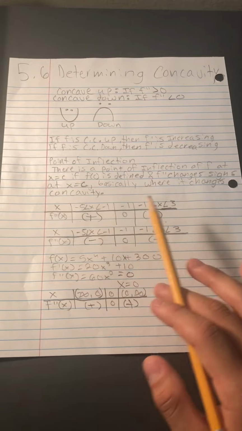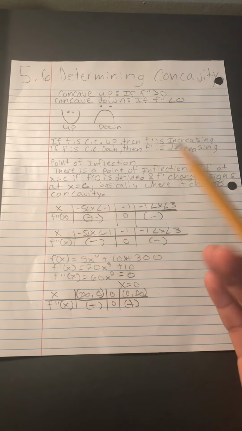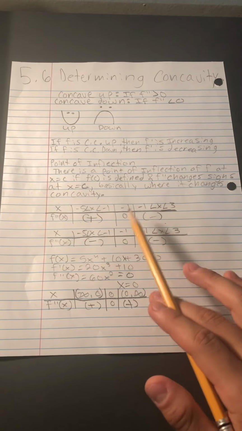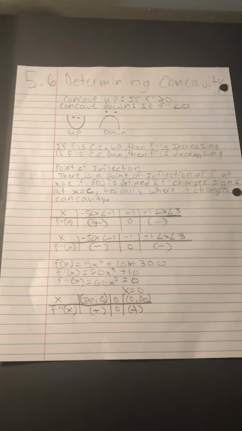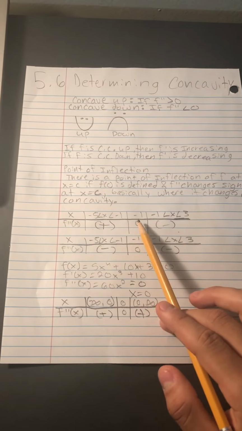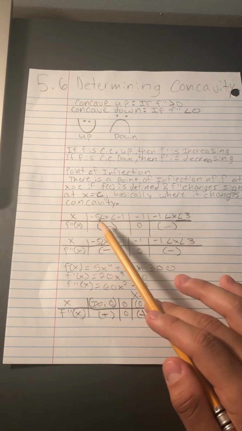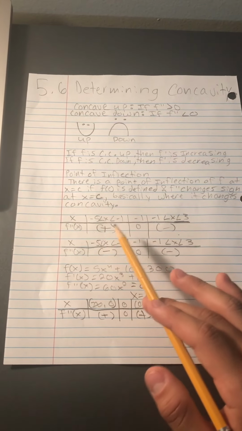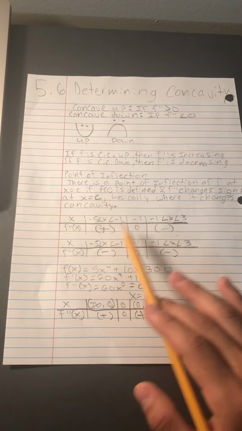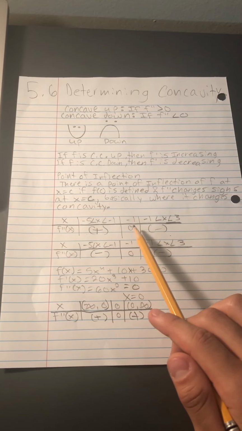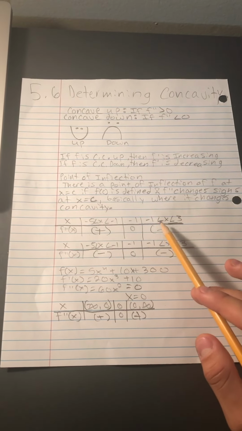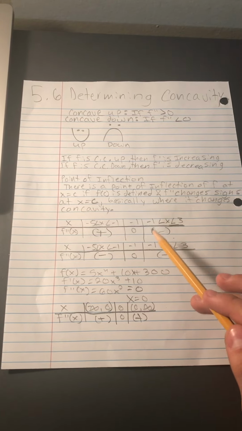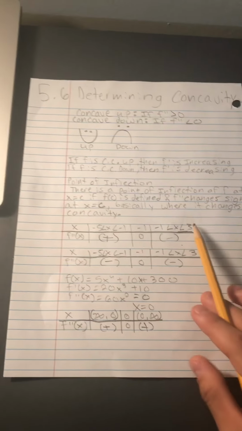I've given us a graph and some intervals to work with, and already a critical point. So basically what it's telling us is that any value inside of -5 and -1 is positive, and -1 is 0, and any value inside -1 and 3 is negative.